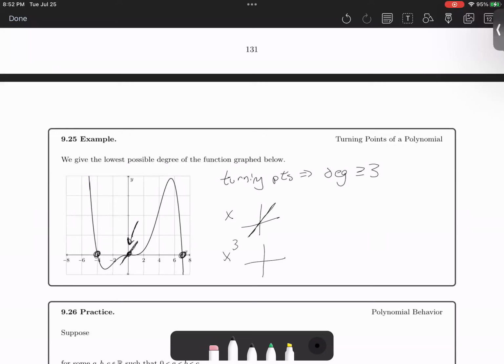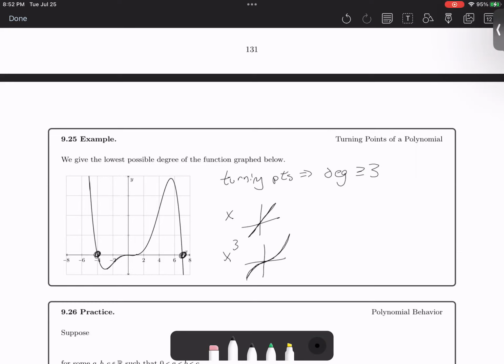But if you have x cubed, it slows down as it passes. And that is what we have, right? That's the situation. So it's probably more than a degree 3 polynomial, even though if we look at turning points, that tells us that it has to be a degree 3. It's probably a degree 5 polynomial, right?